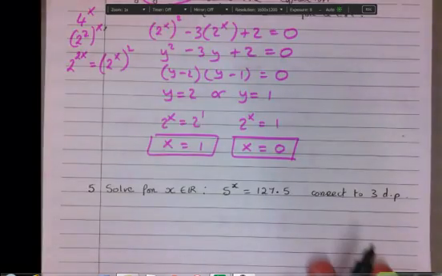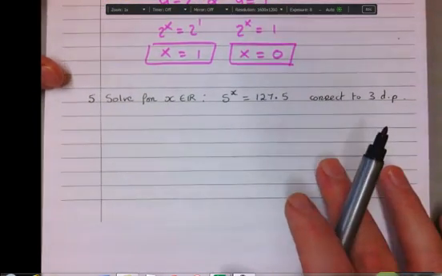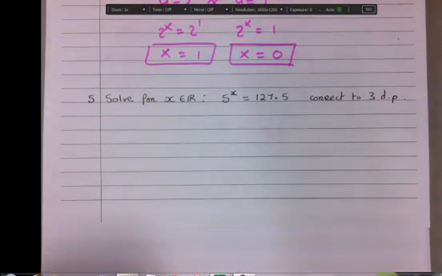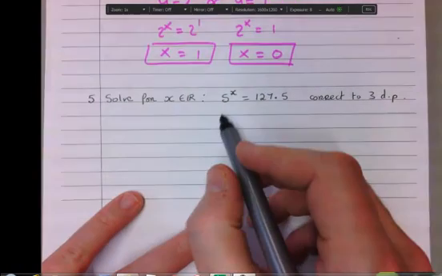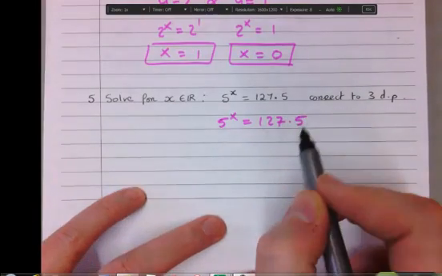Okay, 5th question. Answered quite well in the test, to be fair. Solve for x, an element of R. 5 to the power of x is equal to 127.5, to 3 decimal places. So I'm just going to write this out again. So I've got 5 to the x is equal to 127.5.